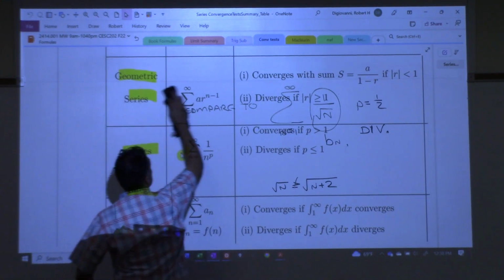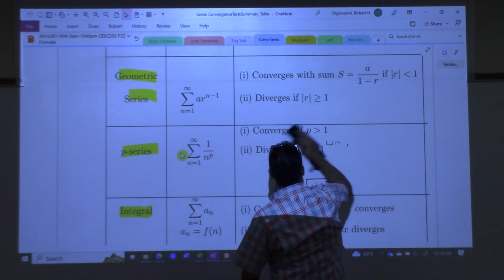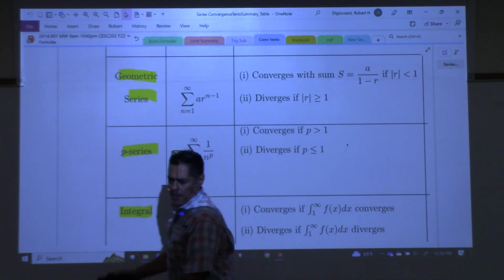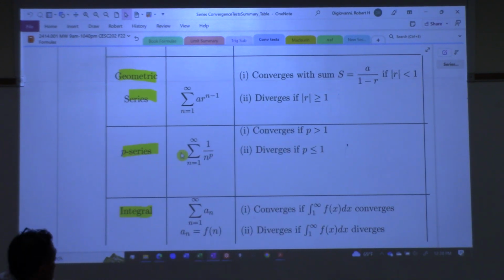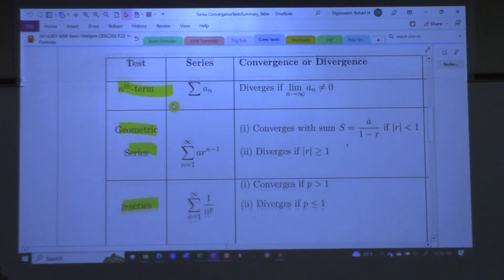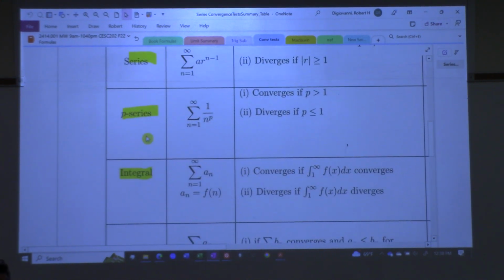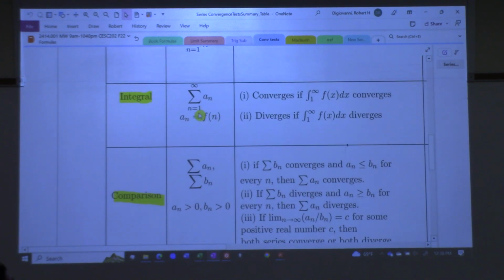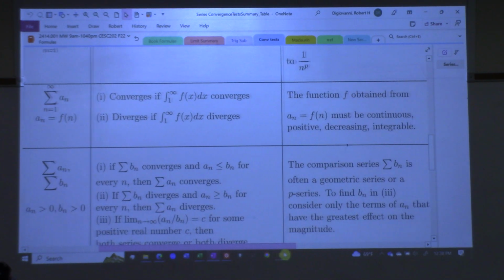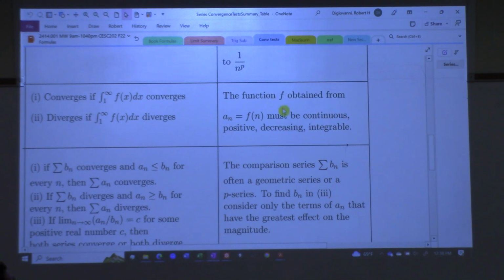Let's recap what we've done here. Nth term test, got it. That's the first test we tried. Geometric, got it. P-series, we just talked about. Integral test: it converges if the integral converges, so does the series, and diverges if it diverges. And over here it tells you, remember, it needs to be continuous, positive, decreasing, and integrable.